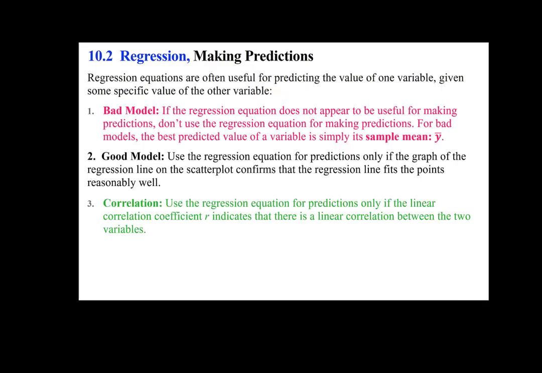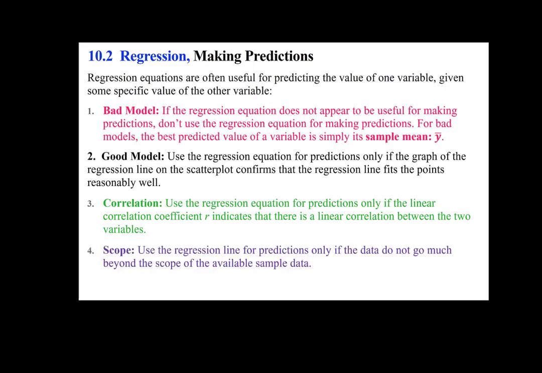Correlation: use the regression equation for predictions only if the linear correlation coefficient r indicates that there is a linear correlation between the two variables. Scope: use the regression line for predictions only if the data do not go much beyond the scope of the available sample data. If the data is covering from, let's say, A to Z, then we stick with A to Z, not beyond, when we want to do the prediction. You'll see in a moment.